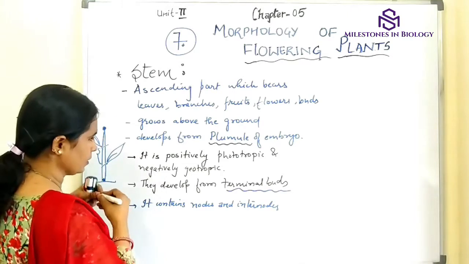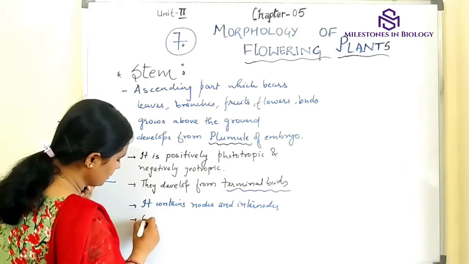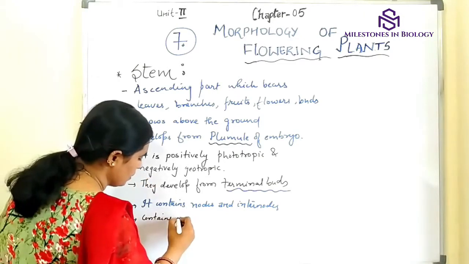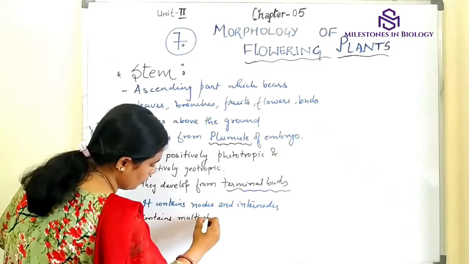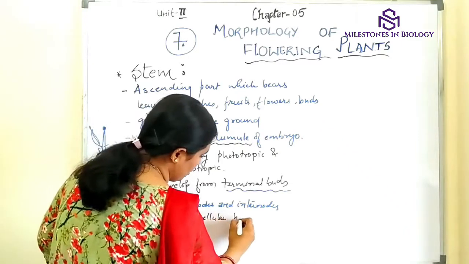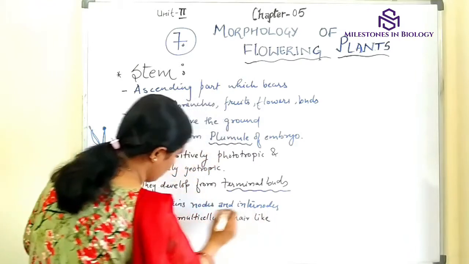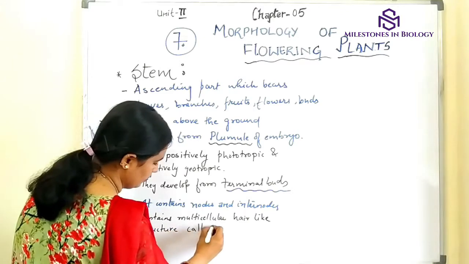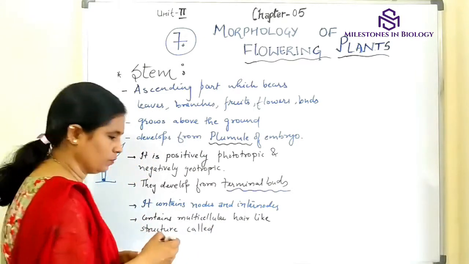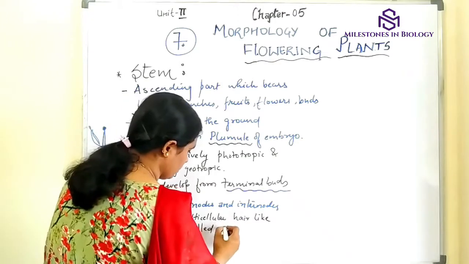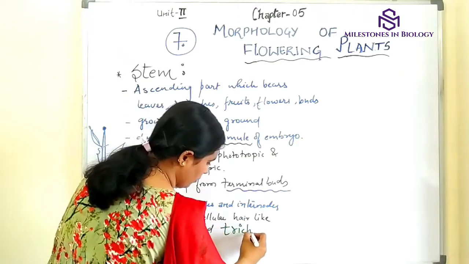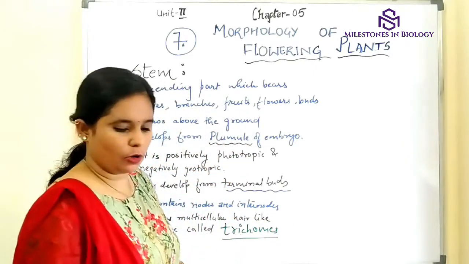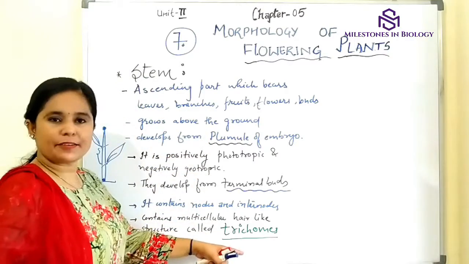Last point here is that stem contains multicellular hair-like structures called trichomes. Fine, remember this. You are going to read about it in 6th chapter also. So stem is having trichomes.